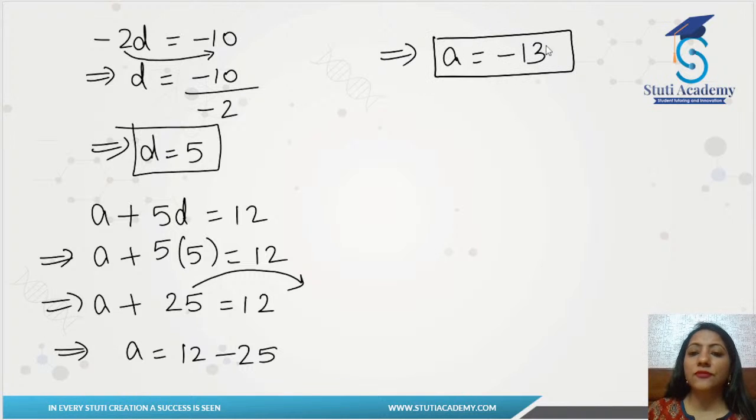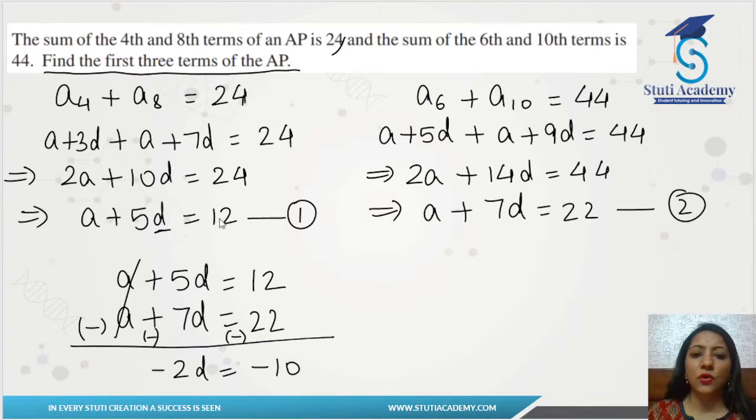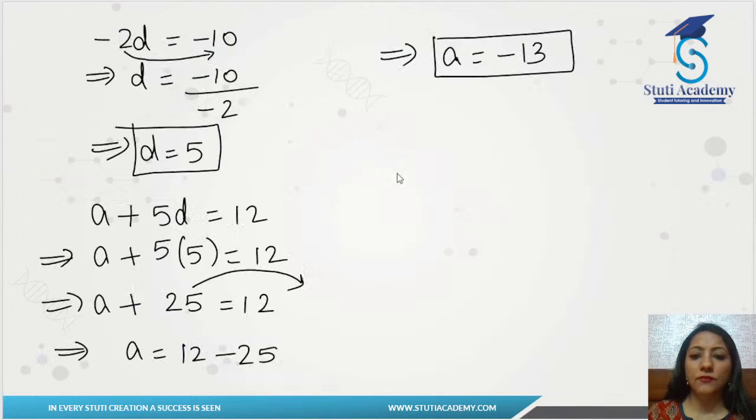So now we've got the first term as minus 13 and the common difference as 5. Now we have to solve for the first three terms of the AP. We've already got minus 13 as the first term. The next term we are going to get by adding the common difference 5 to the first one. So if we add positive 5 here to minus 13, we will get minus 8.